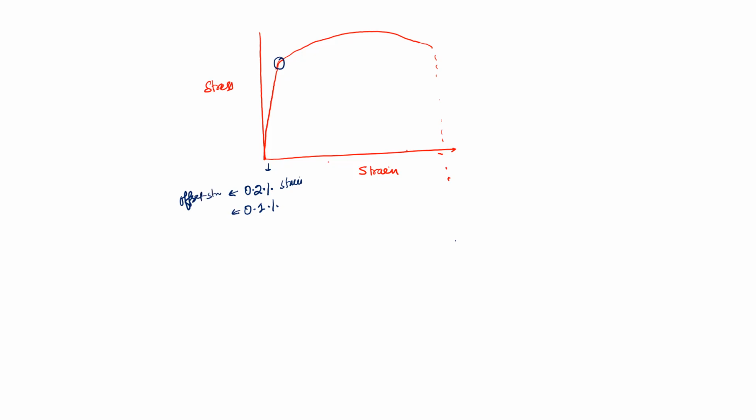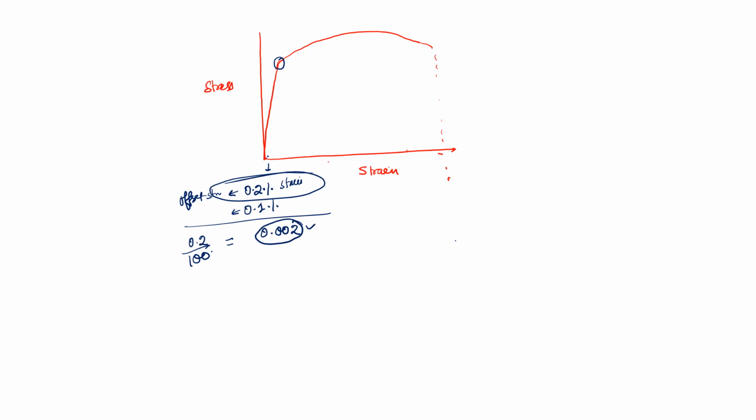Why offset? Because we just draw a line parallel to this elastic line, and that is called offsetting. Once we draw a parallel line to some line, that is called an offset. So 0.1% strain is also used in some cases, but in most cases it will be 0.2%. So what will the strain value be? 0.002. So you can see it is a very low strain.